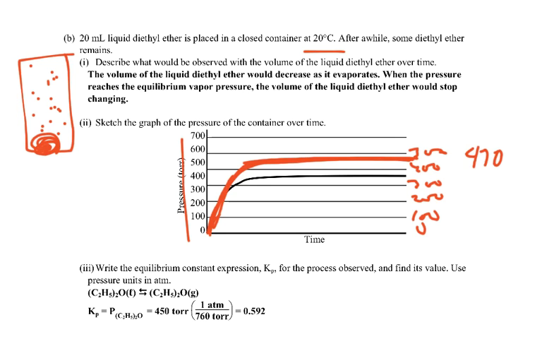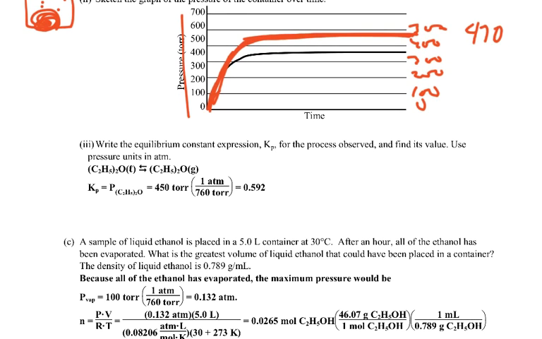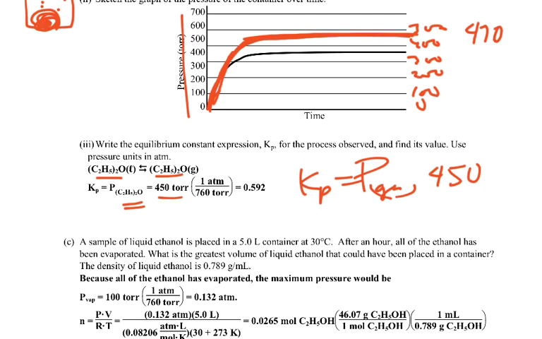Okay, write the equilibrium constant expression, Kp. So here's the formula. The liquid turns into a gas. So the Kp is just going to simply be the partial pressure of the gas. He's got it written right here. And we know that that is, he's calling it 450. So that's 450 torr. Now a lot of times this is given in atmospheres. In fact, it asks for pressure in atmospheres. So we've got to change our torr into atmospheres. So the value of this is going to be 0.592 atmospheres.